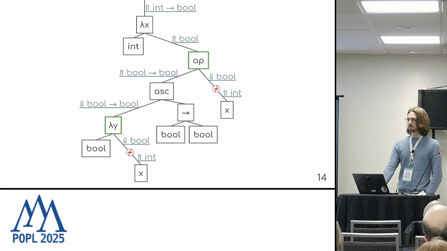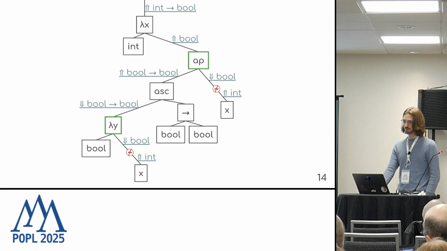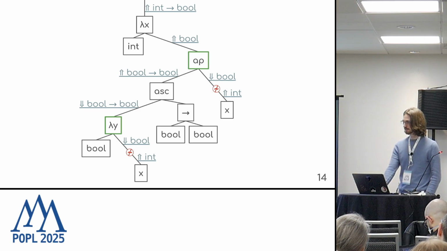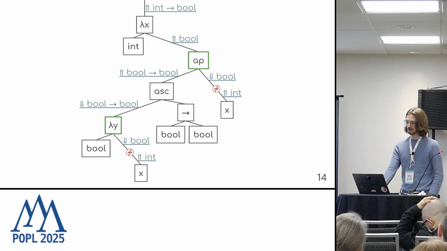Okay, so that's all very abstract, but now I can show you what it actually looks like on a program. So here's an AST in our simply typed lambda calculus. We also have some additional data. On the edges, you can see the synthesized types, the up arrow, that's the inferred type at the subexpression, or the analyzed types, the down arrow, the expected type at that subexpression, or both.